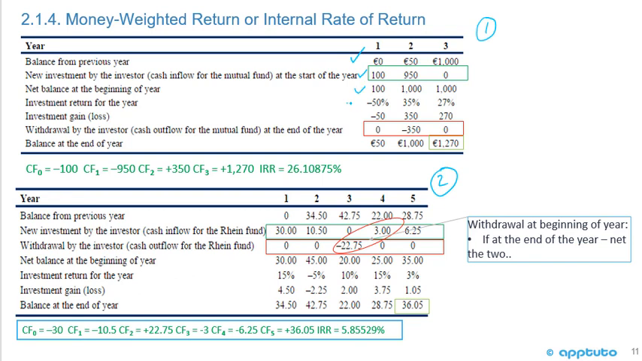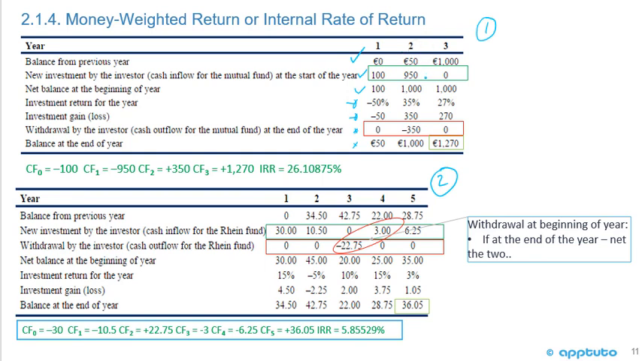In year 1, there's a negative return of 50%. So your gain or loss, it's a loss in this case of 50 euros. And there are no withdrawals at the end of the year. So then, of course, you started with 100 euros, you lost 50 euros. You have a balance at the end of the year, which is 50 euros, and that becomes obviously your balance at the beginning of the next year.